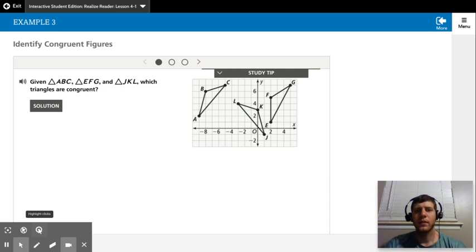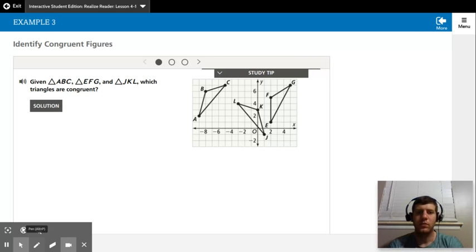Okay, it asks us to identify which of these triangles is congruent. So again, triangles or any figures are congruent if their corresponding parts are congruent. So if their corresponding sides are congruent and their corresponding angles are congruent, then the figures are going to be congruent.